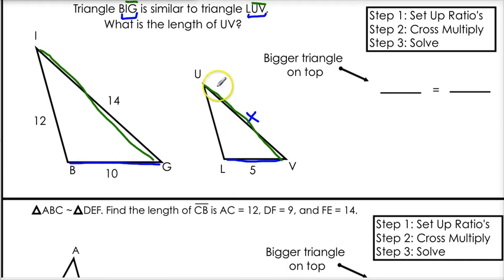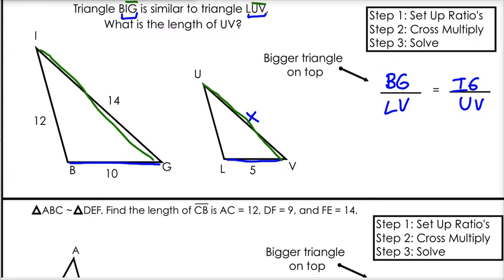So first, this is what you do. We're going to do the bigger triangle on top, we're going to set up a ratio. So always put the bigger triangle on top. So I'm going to say BG, this is my bigger triangle, so the length of BG is going to be proportional to the length of LV. And that's going to be equal to the ratio of my bigger triangle, always put the bigger triangle on top, IG to UV. All right? Those ratios will be the same.